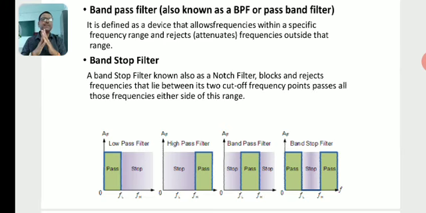Band stop filter: it is just the reverse process of a band pass filter. That means it does not allow the signals of a specific range, and allows the signals of frequency in the lower frequency range and the upper, that means higher, frequency range. So these are the graphs for the low pass filter, high pass filter, band pass filter, and band stop filter.